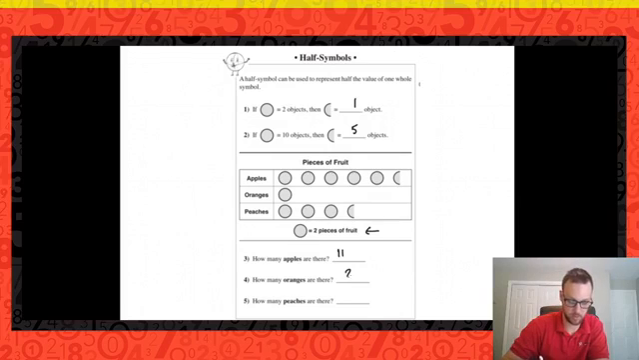Yeah, nice job. 2 oranges. And last one, what about peaches? How many peaches do I have? We've got 2, 4, 6, 7. Nice job. Very nicely done.